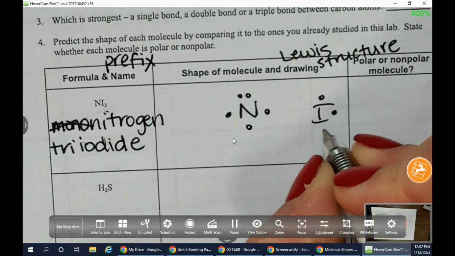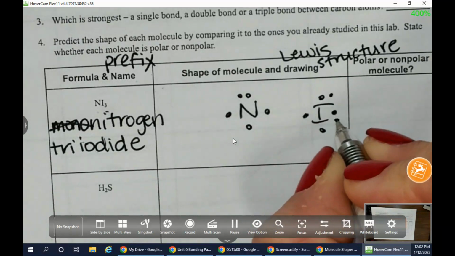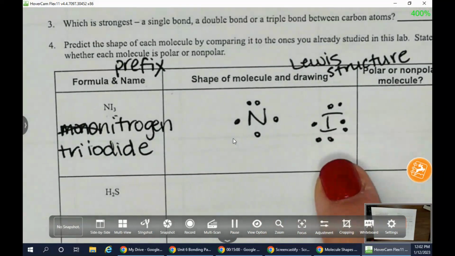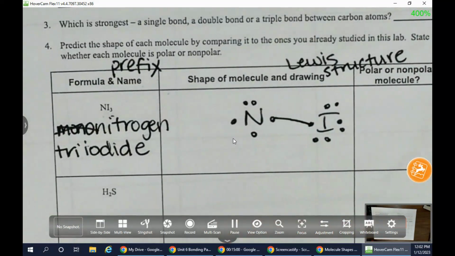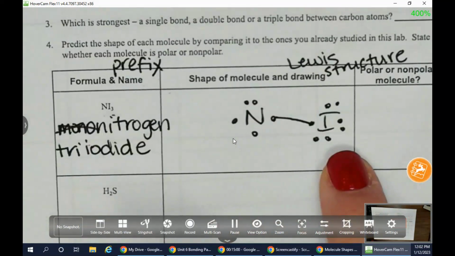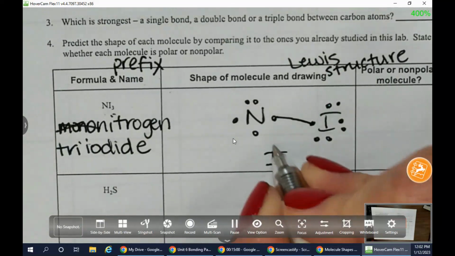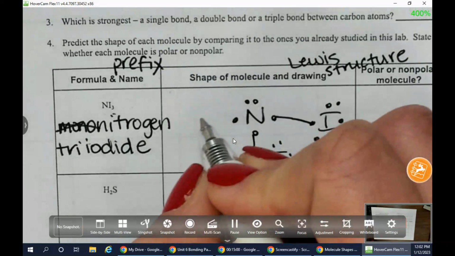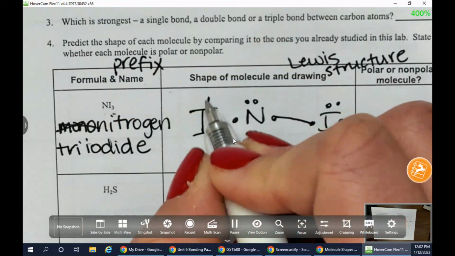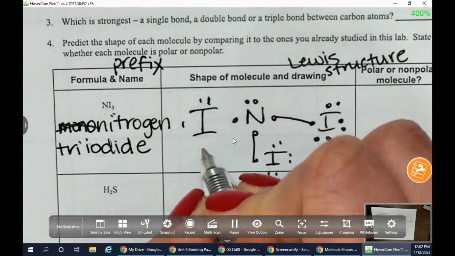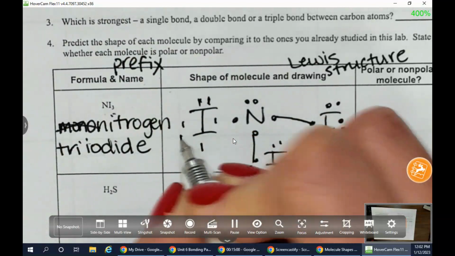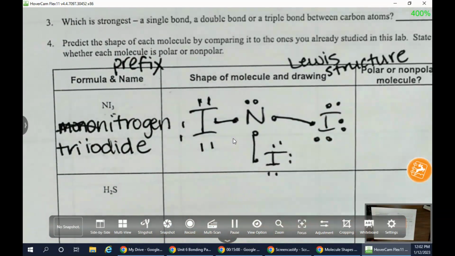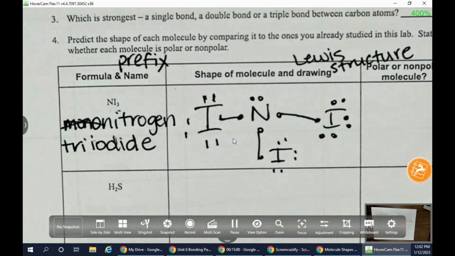1, 2, 3, 4, 5, 6, 7, because it's in group 17. Here what I'm seeing is single dot to single dot. So what that tells me is that I'm going to have an iodine drawn three times, and I'm going to be connecting it to a single dot. So I'm going to go backwards on this one. 1, 2, 3, 4, 5, 6, 7. And then I'm going to connect those two. And that's kind of what we have.